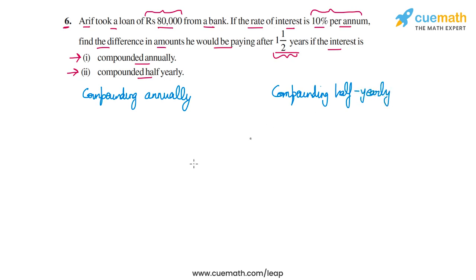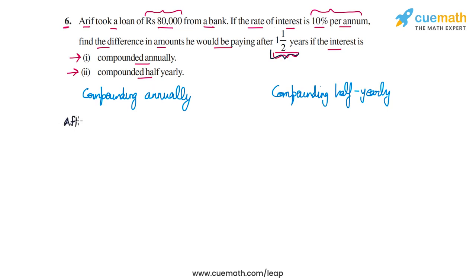Okay, now in the annually compounding scenario, how can we calculate the total amount after 1.5 years? Because 1.5 years is not a whole multiple of 1 year. Well, in this case, we will first calculate the total amount after 1 year, and then for the remaining half year, we will calculate the new amount using simple interest. Okay, so let's do that.